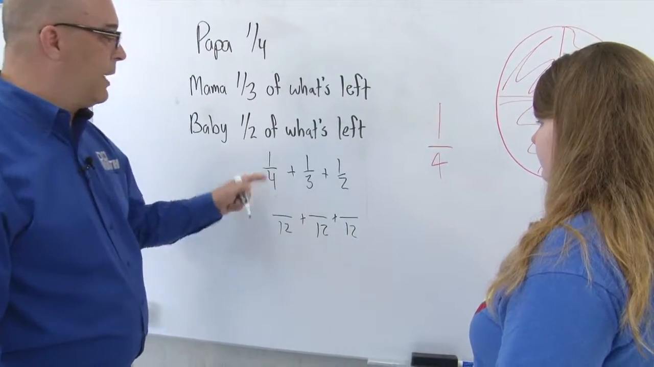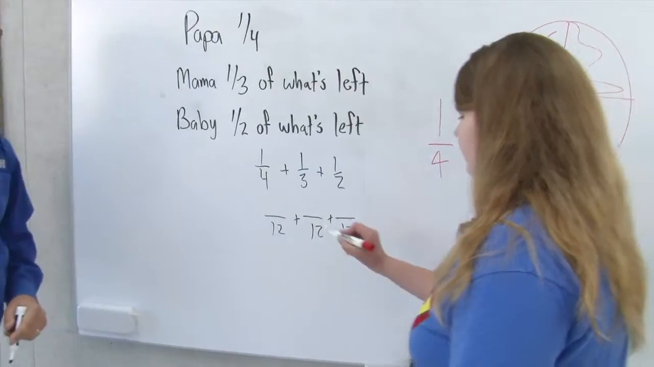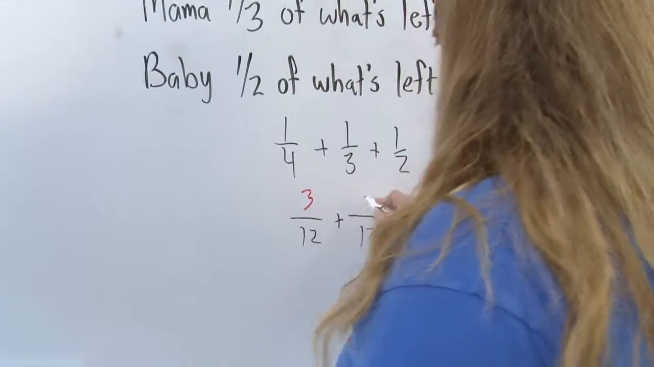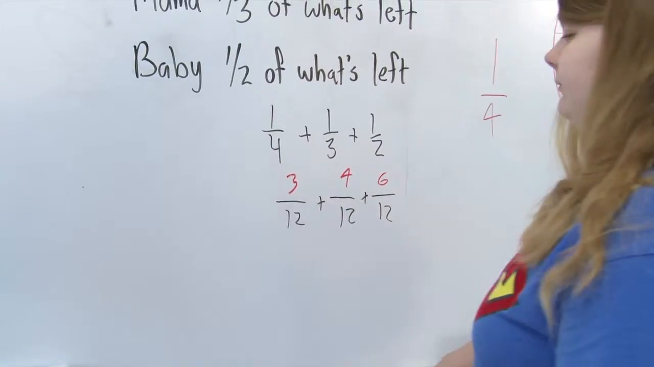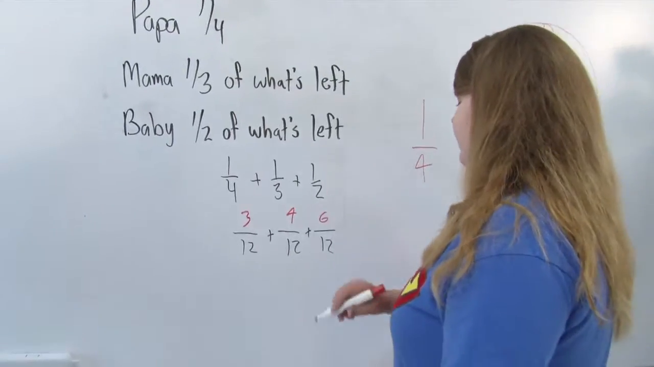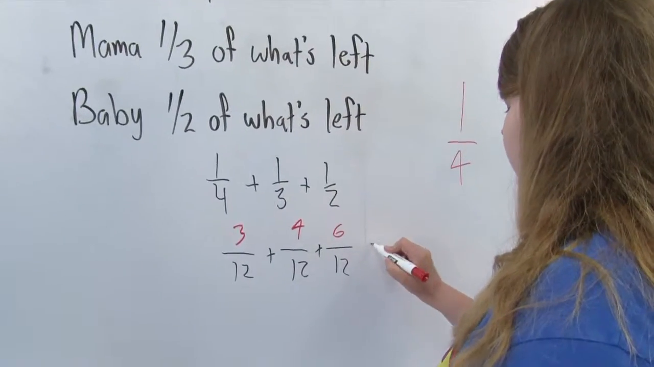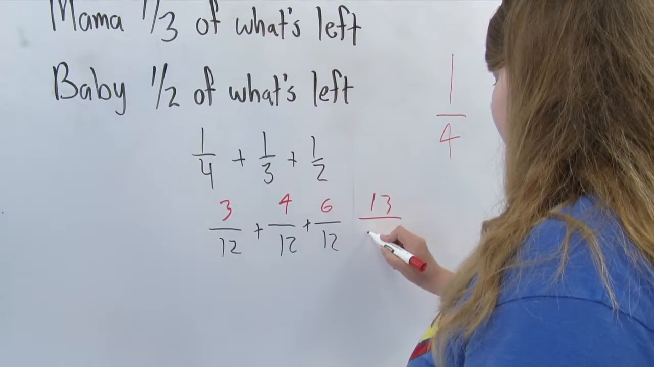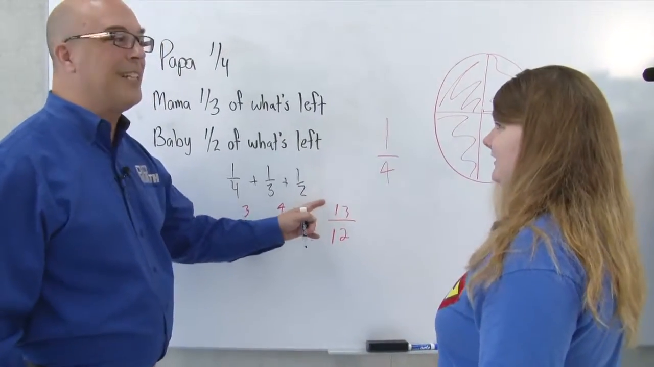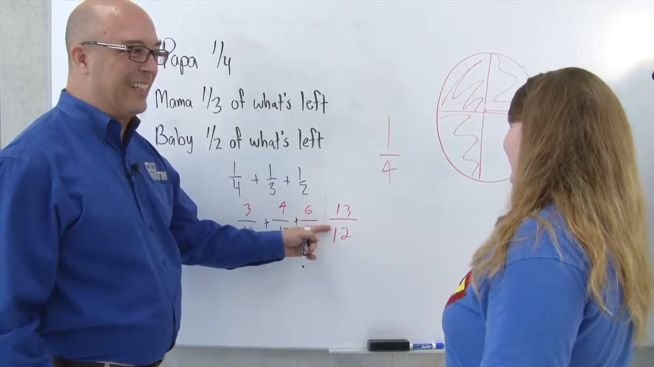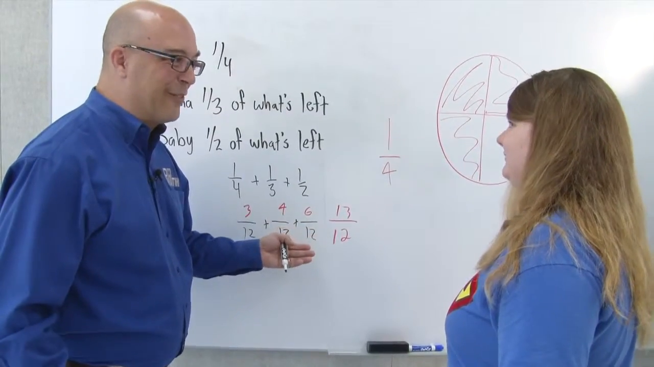All right, go ahead and convert those. Make them equivalent now. All right, now we can add them all up. What would you get? And that's an improper fraction. There's no way that's going to work, right? Oh, yeah. There can't be 13/12 of the pie left. That's more than the whole pie in itself, right?